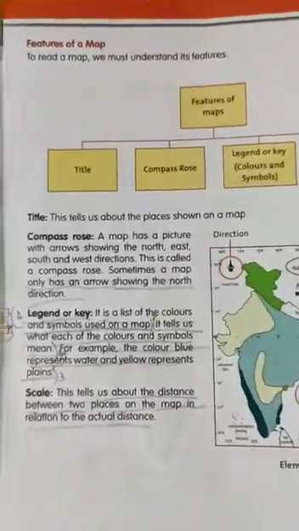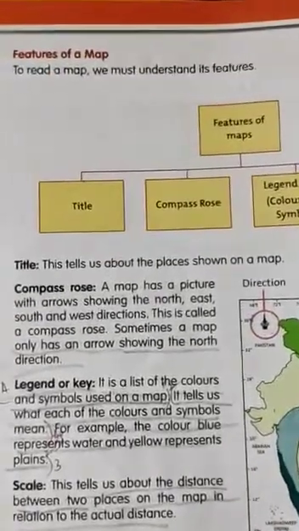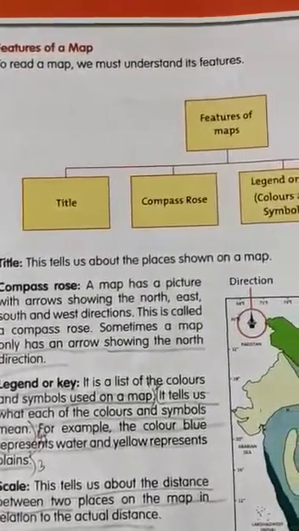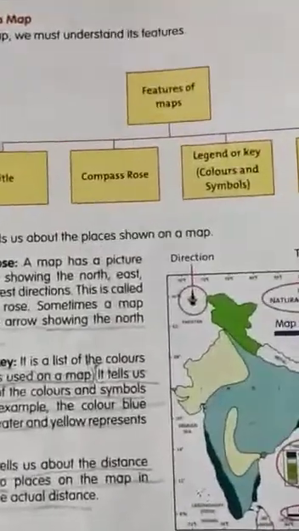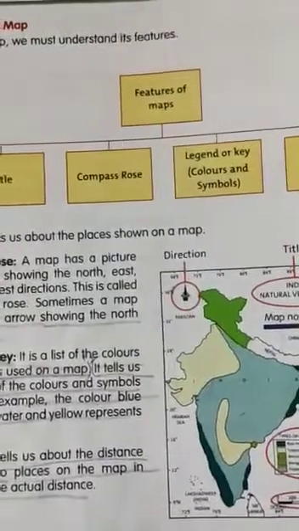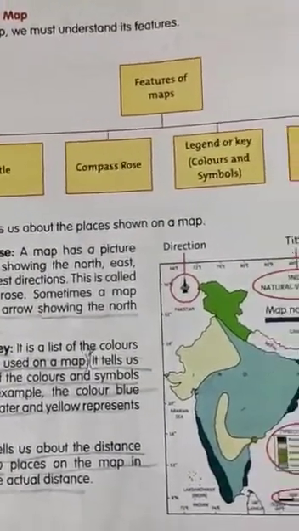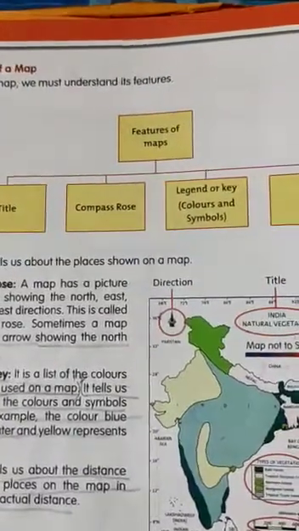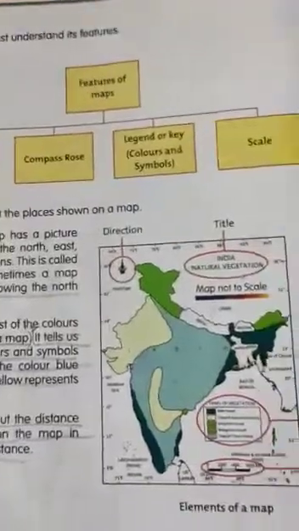Open your reader, page number 132. Features of a map. To read a map, we must understand its features. See this, it is in a flowchart. Features of maps. First is title, compass rose, legend or key, colors and symbols, scale.